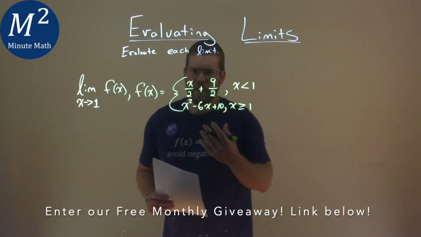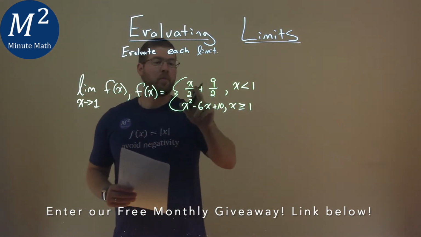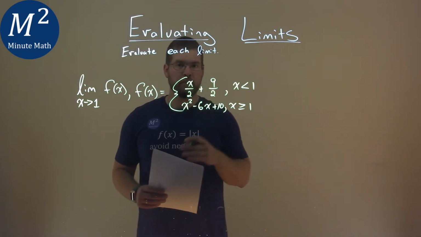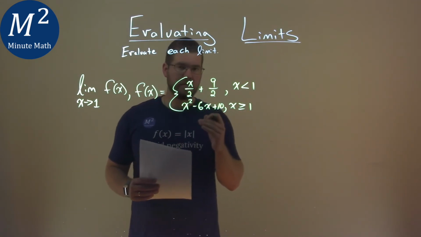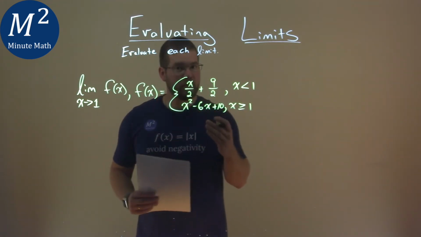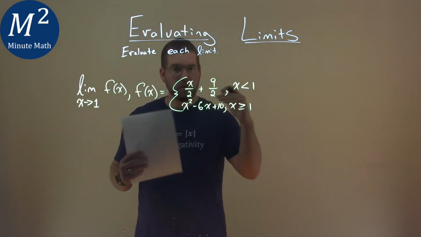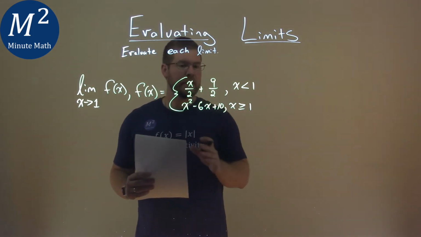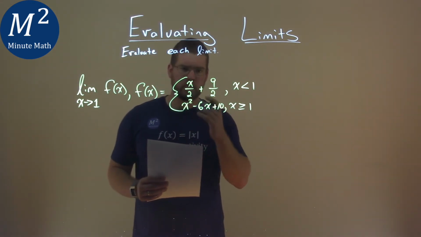So what I'm going to do now is plug in x equals 1 for both of these functions. If they both equal that same value, then we can say our limit equals that. If they have different values, that means they're approaching two different values, so our limit won't exist. So let's go do that.